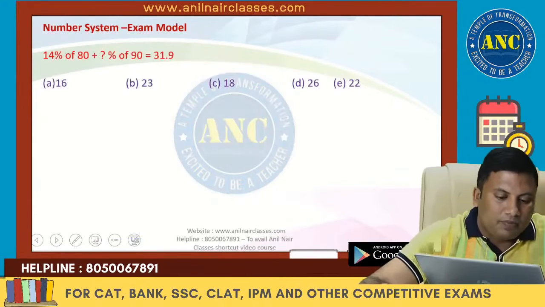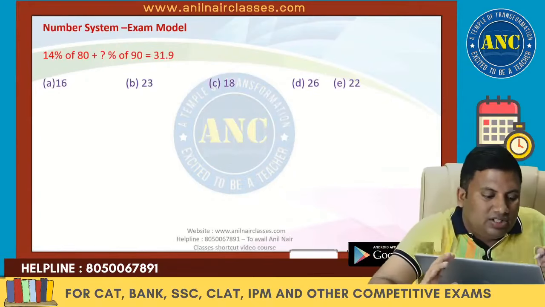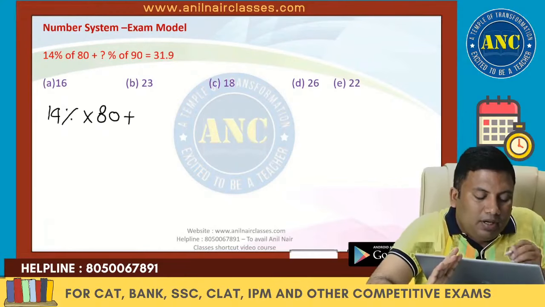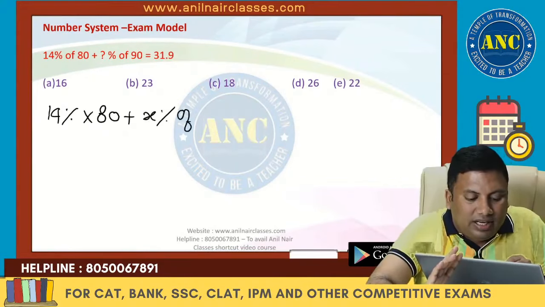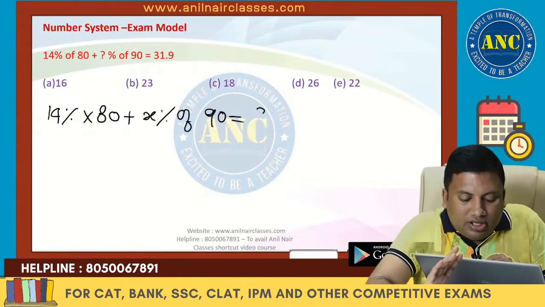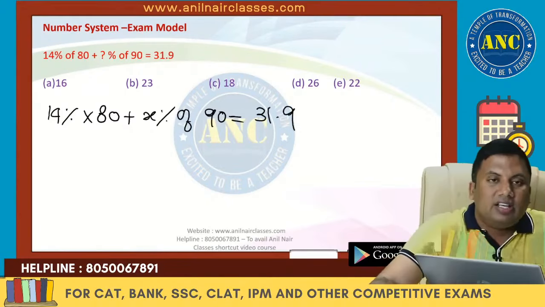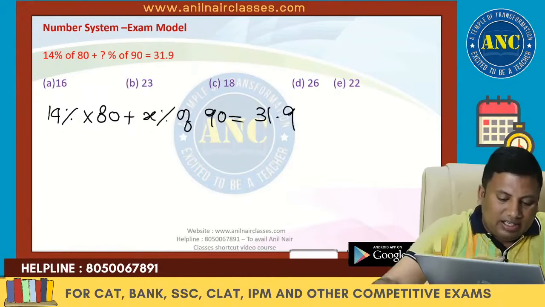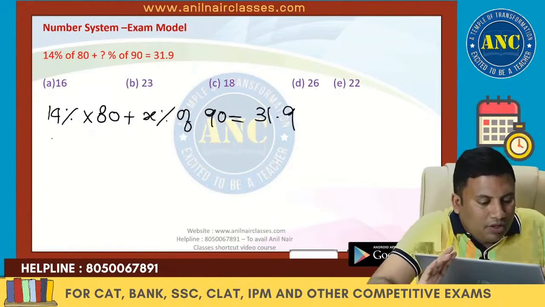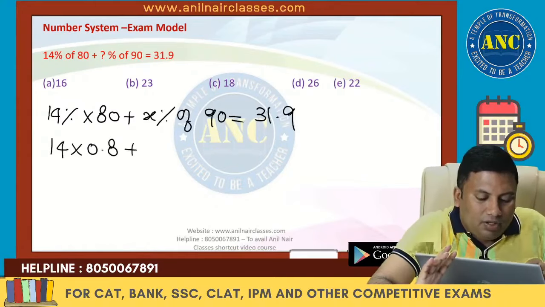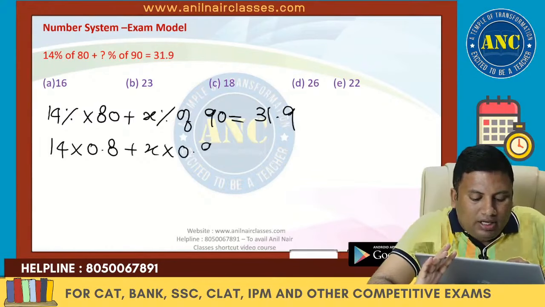Question number two. Now see here, 14% of 80 plus x percentage of 90. This kind of problem is extremely important for DI based questions also, where percentage is involved. 14% of 80, x percentage of 90. Now if you see, 14 by 100 is 0.14, times 80, and x into 0.9 is equivalent to 31.9.